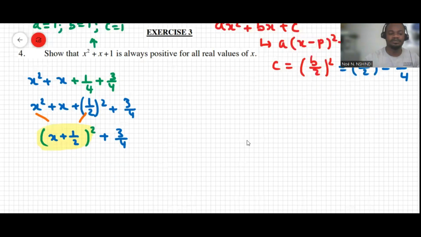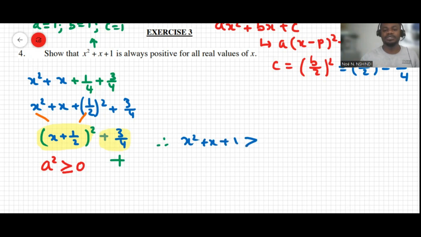So this squared is positive or 0. And then this part, 3 quarters, is also positive. Now we have the situation where a positive or 0 plus a positive will always be positive. So even if all this was 0, 0 plus a positive number, 3/4, will be positive. And if it's more than 0, positive plus positive is going to be positive. So we can say, therefore, x squared plus x plus 1 is always positive, strictly positive.